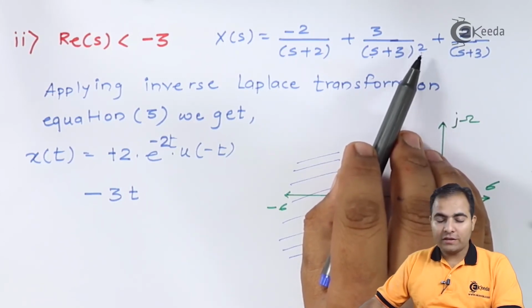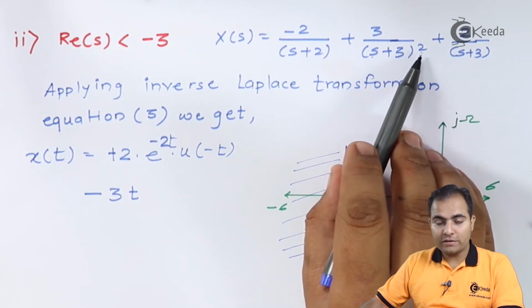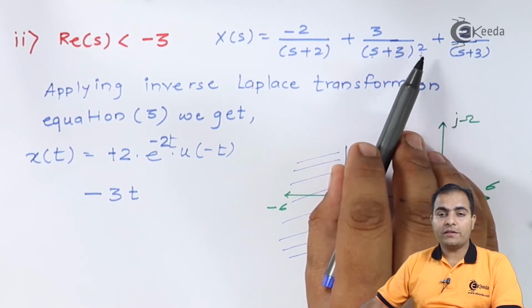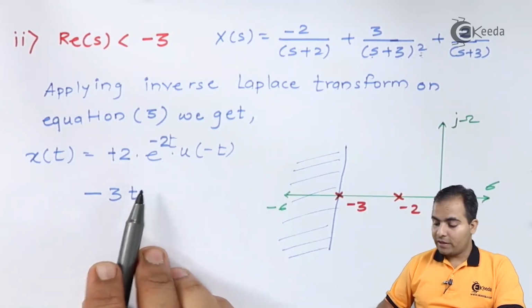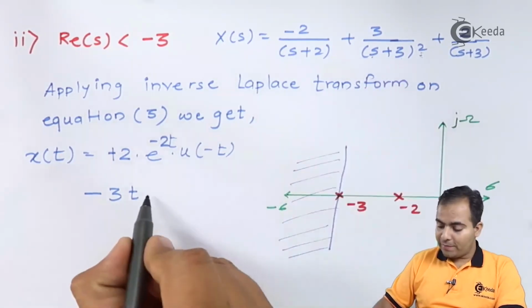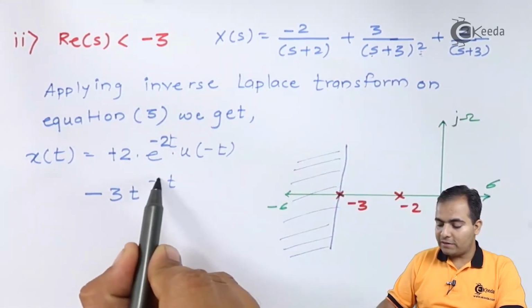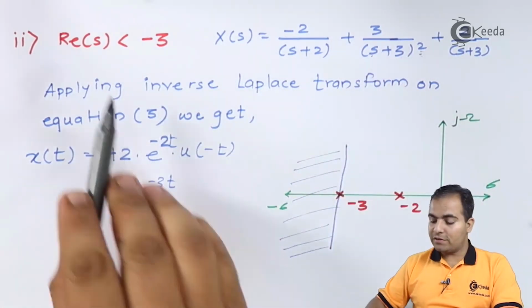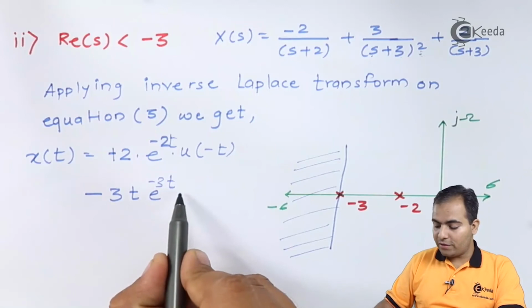Now compare this form with t to the power n. We have studied one formula: t to the power n is nothing but n factorial upon s raised to n plus 1. Here the power raised is 2, and in the formula we have s raised to n plus 1. So compare this 2 with n plus 1, what you will get? n equals 1. That's why I have written t to the power 1. Now the next part: s is shifted by 3, so multiply e to the power t by the opposite sign. Here we have plus 3, so multiply this t with minus 3, and then as I told you, the inverse Laplace transform of 1 by s is minus u of minus t, because the ROC is left-sided. Now already I have taken a minus sign outside, so what is remaining? u of minus t.